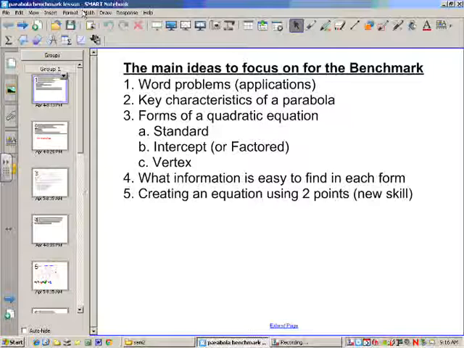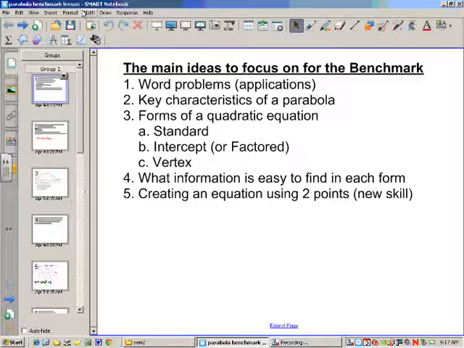The main ideas to focus on for the benchmark are, and they're in the order that you see on the review: we do a word problem from a graph. It's application, basically. There are key characteristics of parabolas we need to understand. Of the three transformations, we work with translations and reflections, but not dilations.